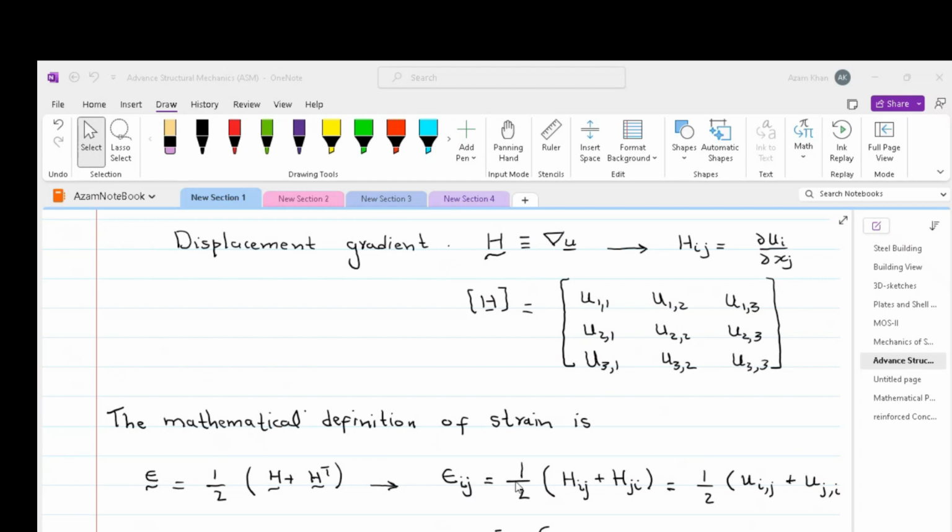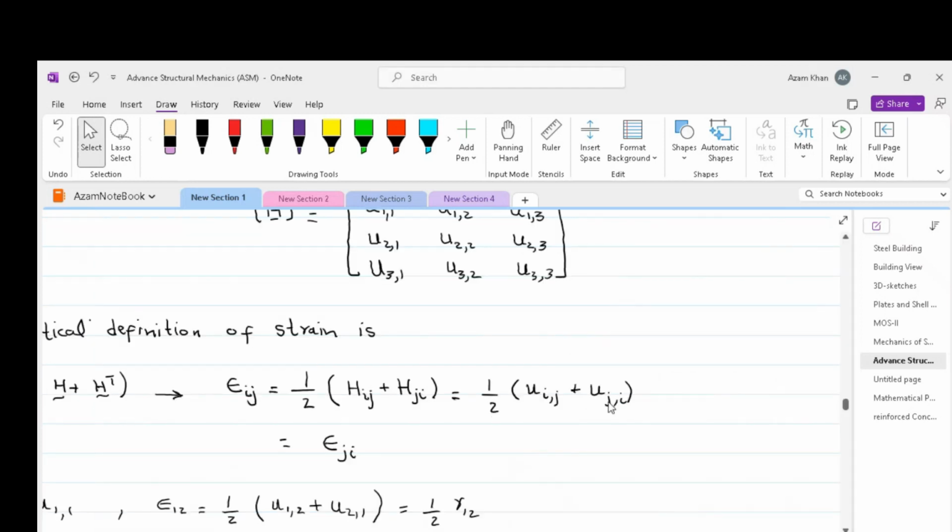So let us put values and see whether this makes sense. Hij would be equal to Ui,j. So Ui,j is ∂Ui by ∂xj. Uj,i on the other hand would be ∂Uj by ∂xi. This is equal to strain ji. Even if we change the position of these two, we will get the same result.